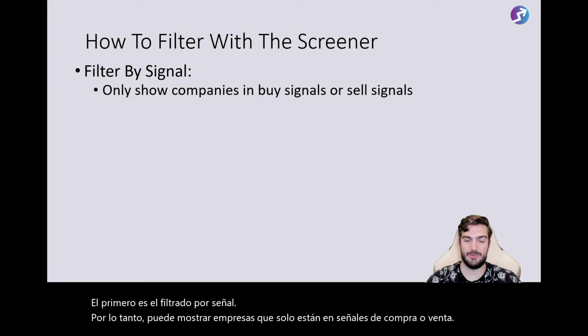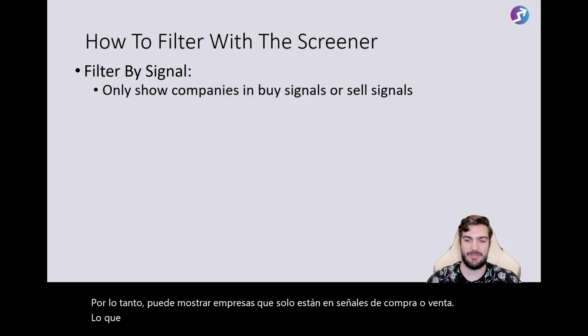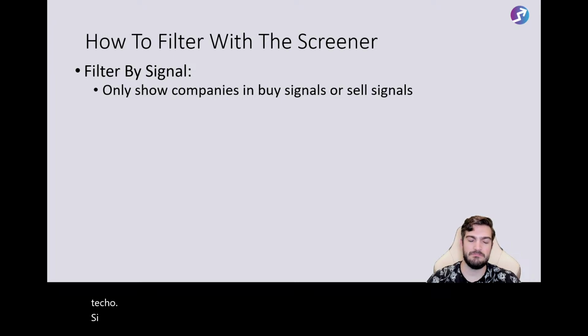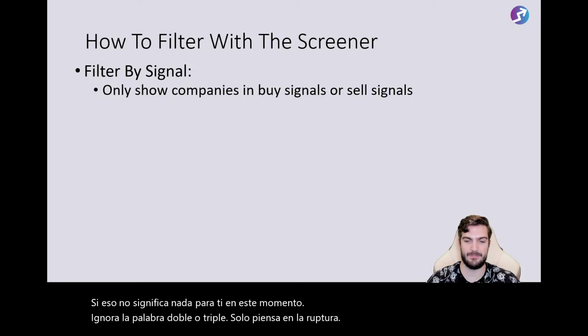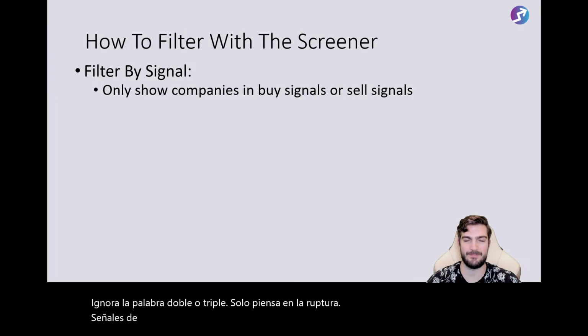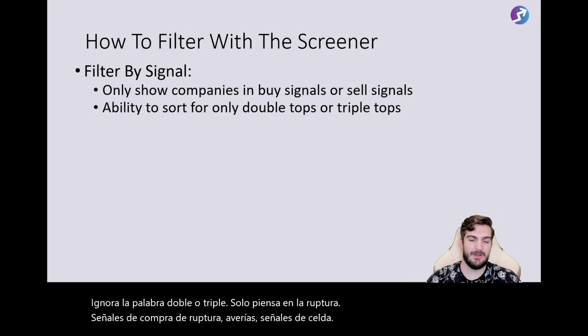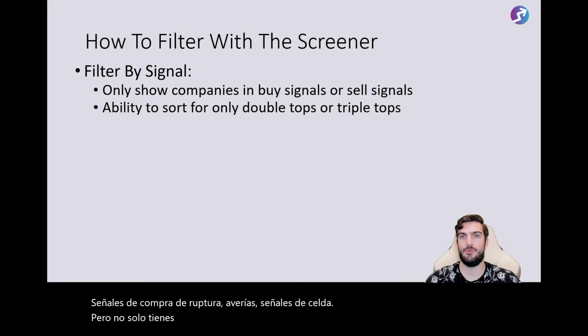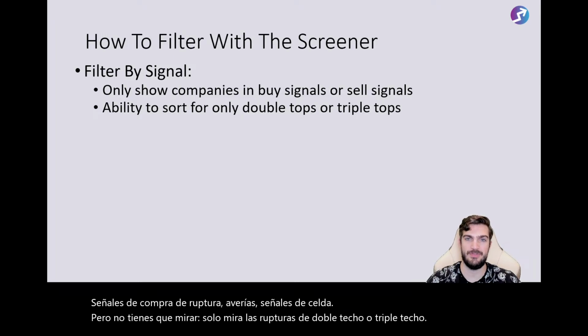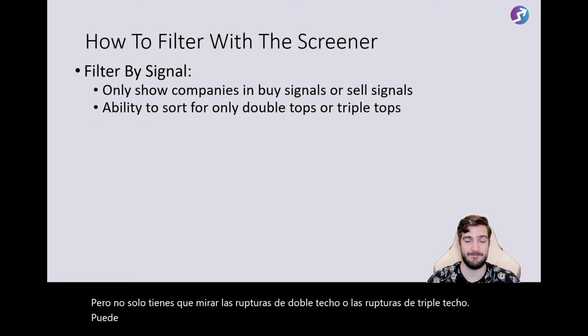What you'll find when you're looking at the tool is that there are double top and triple top breakouts. If those mean nothing to you right now, ignore the word double or triple, just think about breakout. Breakouts, buy signals. Breakdowns, sell signals. But you don't have to just look at double top breakouts or triple top breakouts. You can look at multiple different signals at the same time.